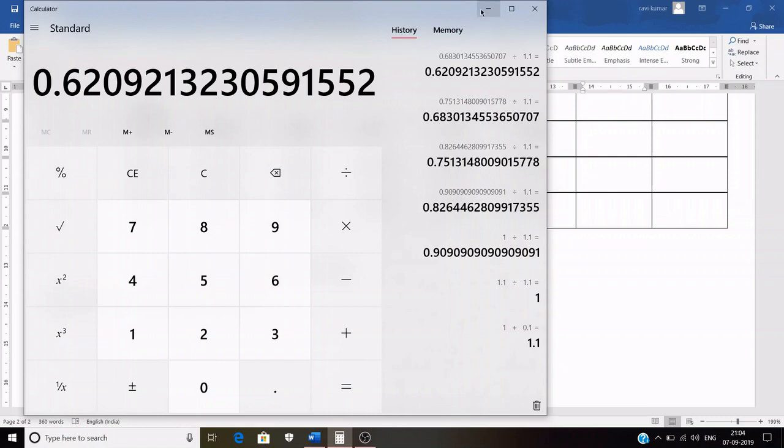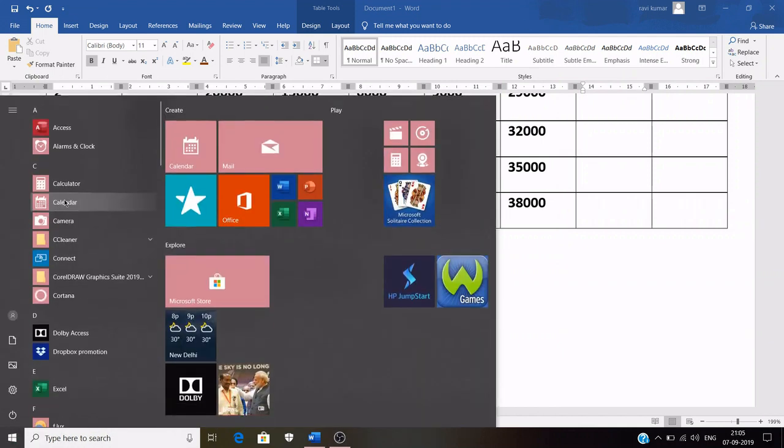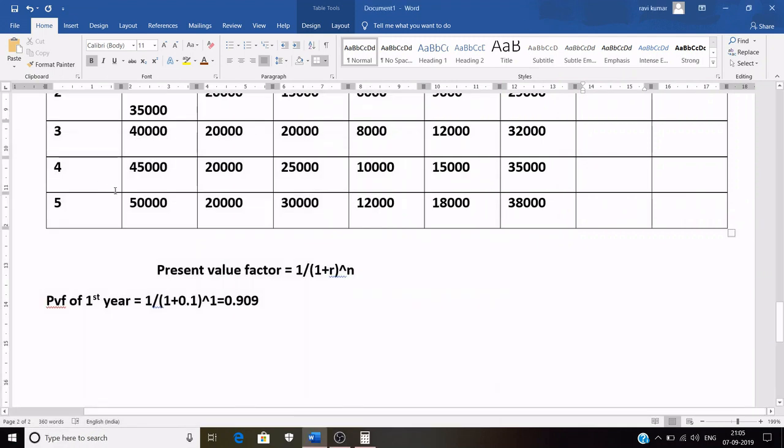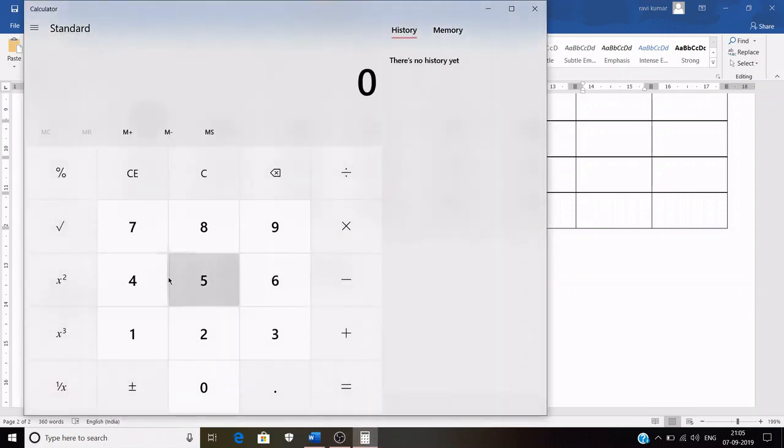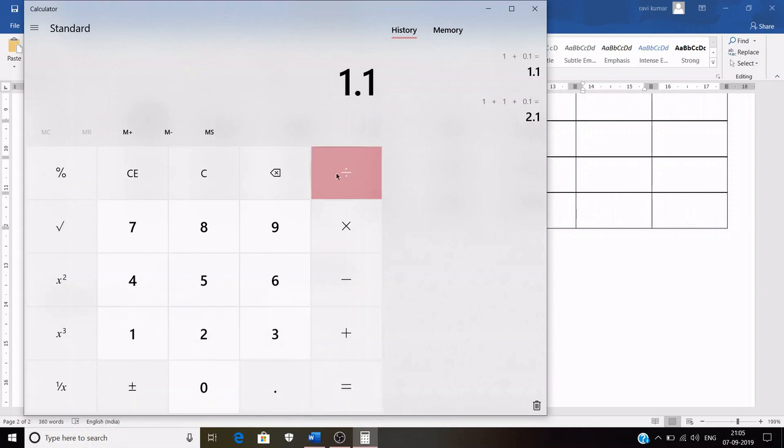I'm doing it once again for you. Let me open the calculator again. Now first of all, 1 plus 0.1. Why 0.1? Because our rate of return is 10%. So we have 1 plus 0.1, that is 1.1. Now simply press the divide option here, press divide one time only. Now press equals to.